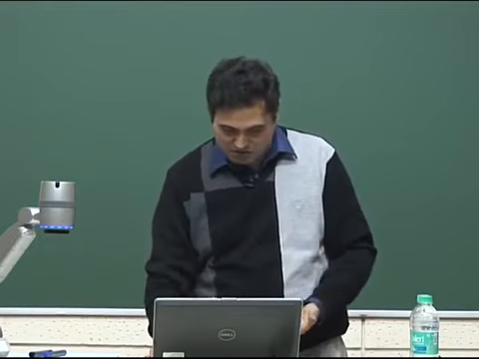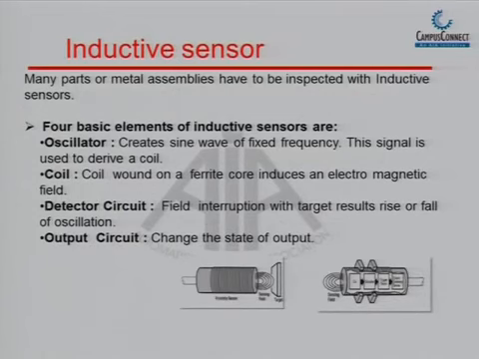So, if you see, these are the 4 parts. This is an oscillator in front, a coil, a detector circuit and an output circuit.